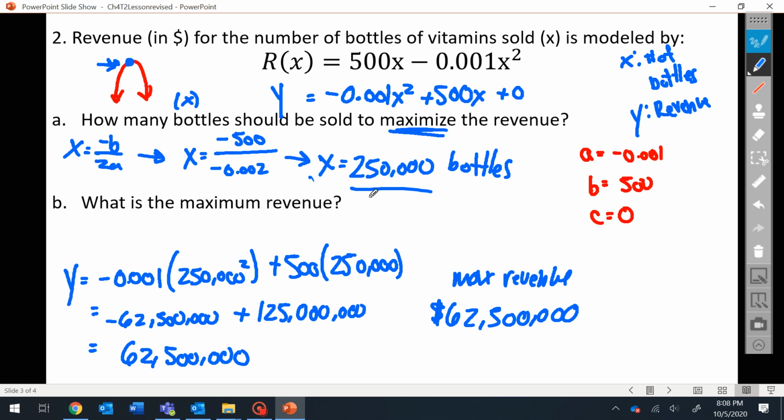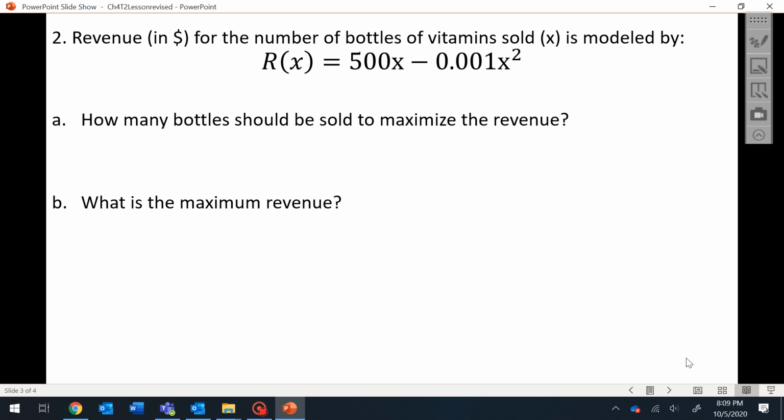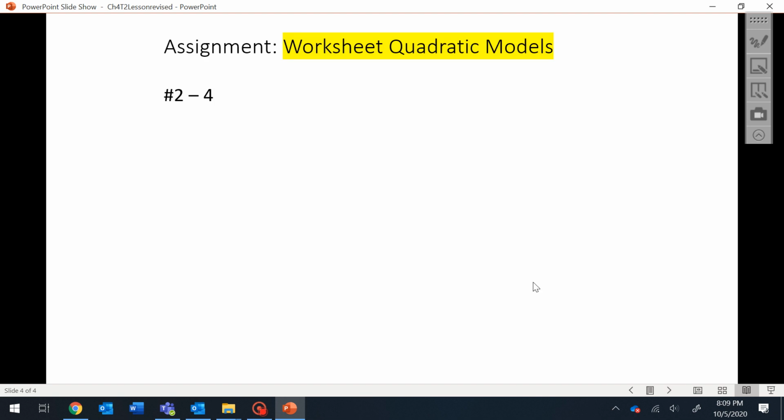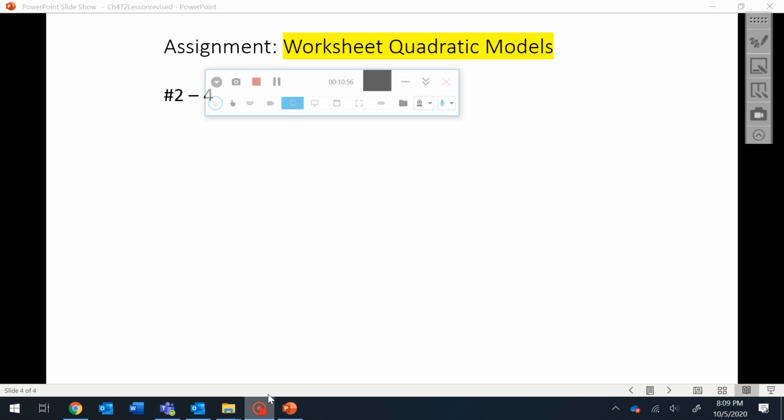If I sell more bottles than that, I'm going to make less money. If I sell less bottles than that, I'm going to make less money. All right, so the worksheet, that's the assignment on Canvas, numbers 2 through 4. All of them are the same basic idea here.